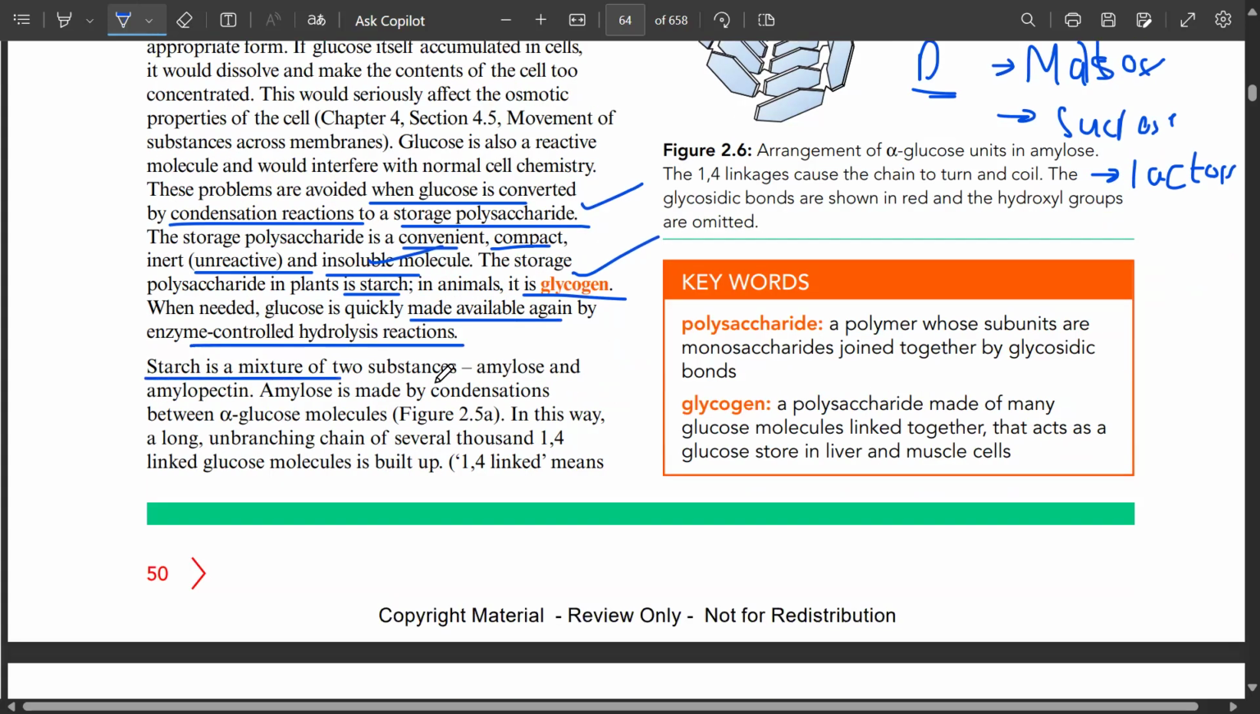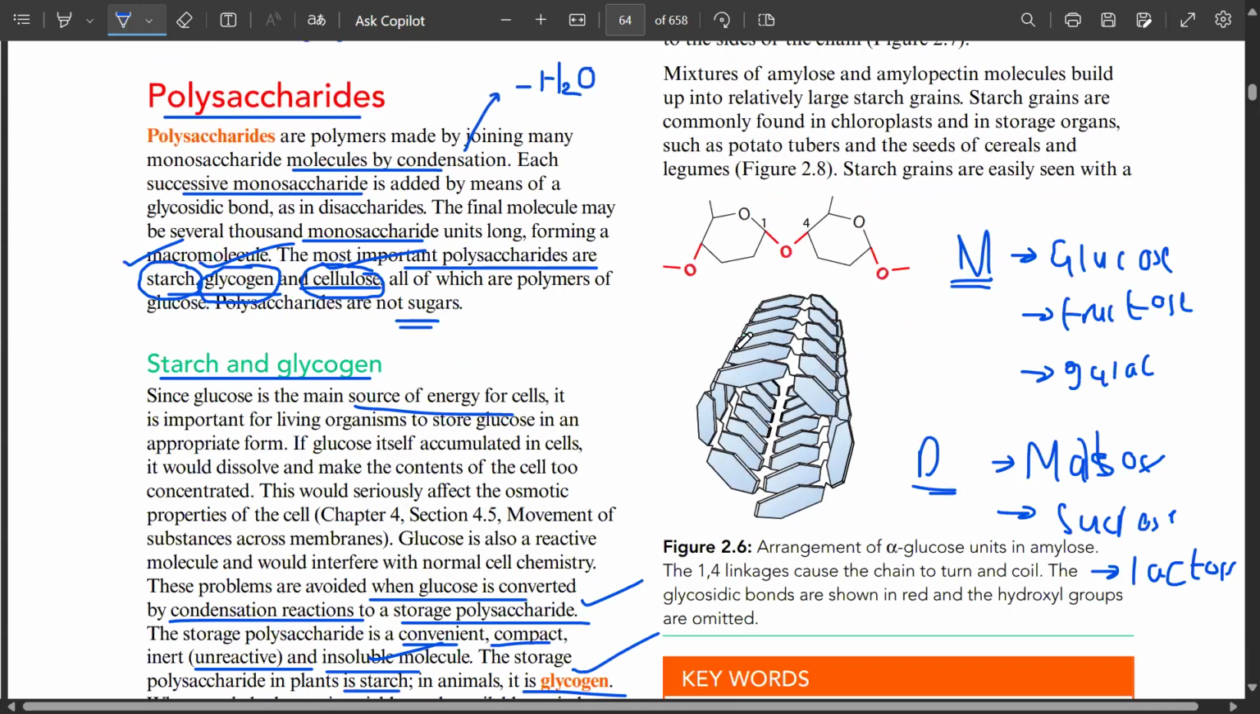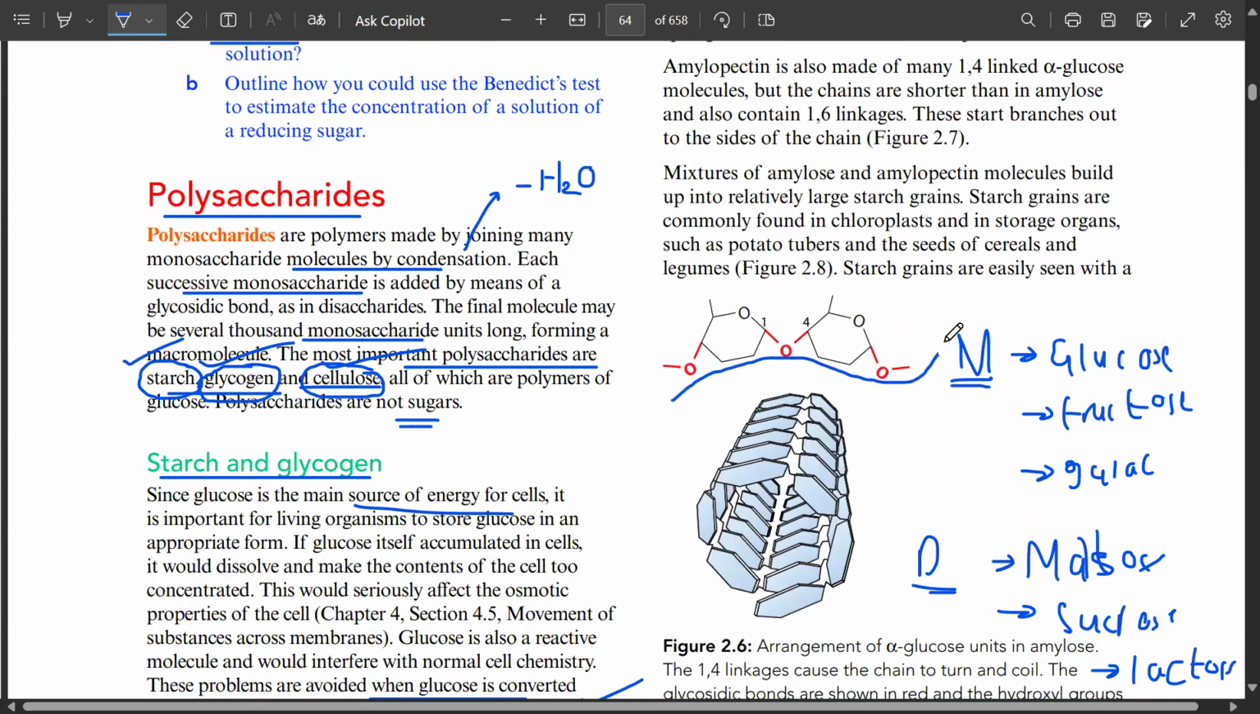Starch is a mixture of two substances, amylose and amylopectin. Now, when we talk about the polysaccharide starch, we have two types in it. One of them is known as amylose, and the other one is known as amylopectin. Now, what's the difference between both of these types of starch mixtures? Amylose is made by condensation between alpha glucose molecules and an unbranching chain of several 1,4 linked glucose molecules like this. A long chain would be formed.